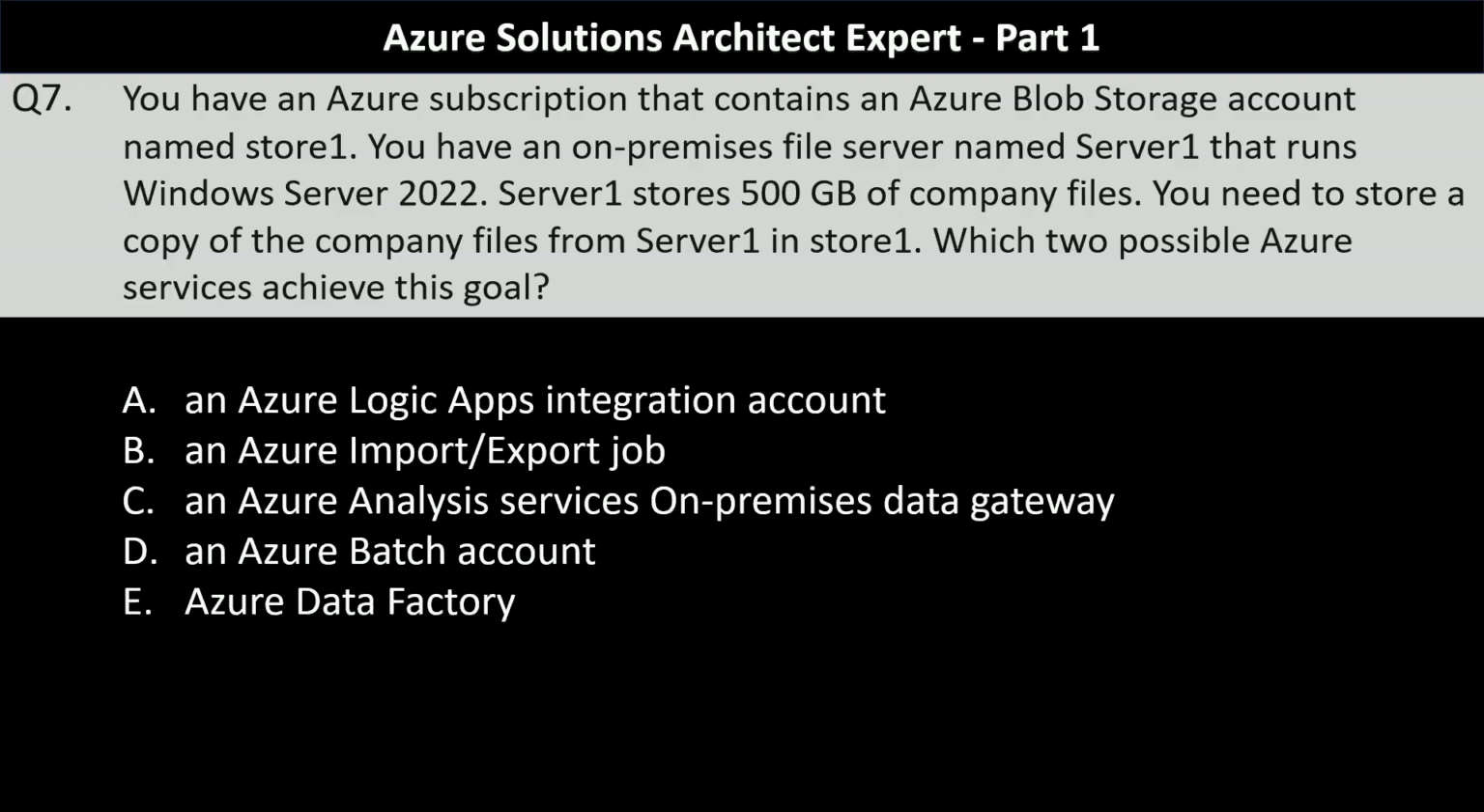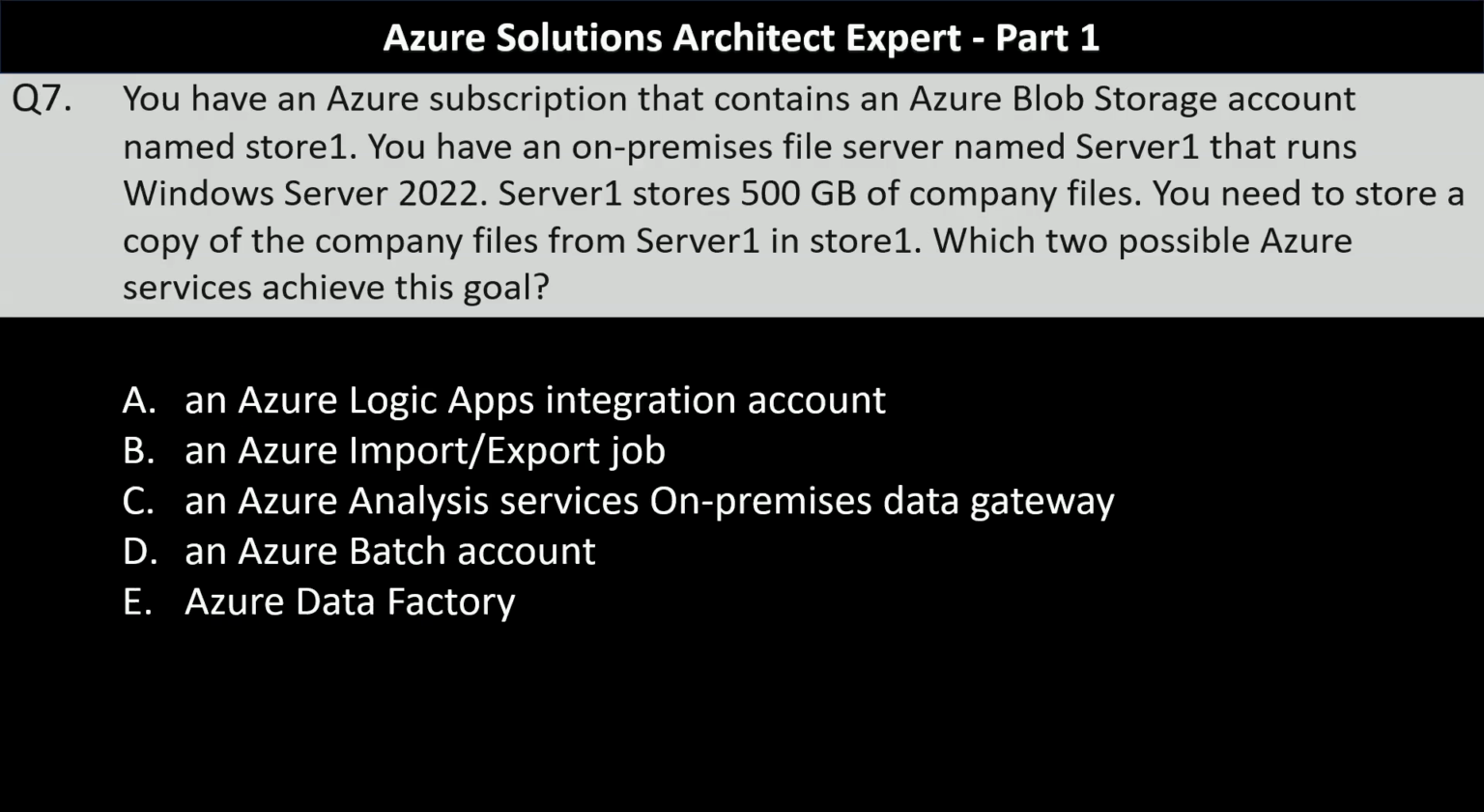Next question. You have an Azure subscription that contains an Azure blob storage account named Store1. You have an on-premise file server named Server1 that runs Windows Server 2022. Server1 stores 500 GB of company files. You need to store a copy of the company files from Server1 in Store1. Which two possible Azure services achieve this goal?